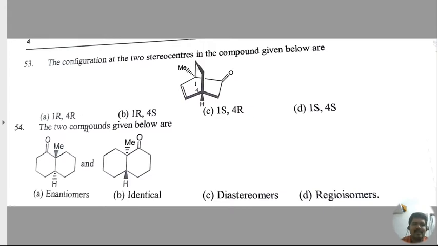Now look at the next question. You need to identify the relation between these two compounds. Given these two compounds, we can easily say they are identical because this structure is formed by 180-degree rotation of this one. So 180-degree rotation gives you the same compound, an identical compound. So we can say 54B is your right answer.